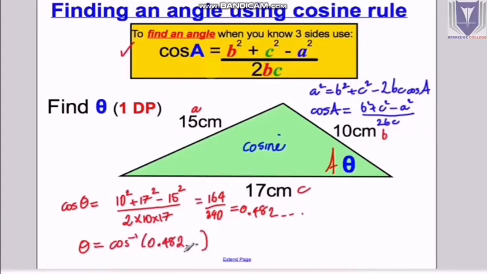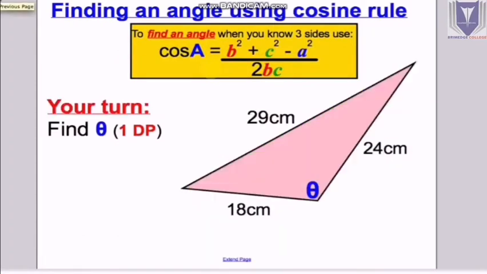On your calculator, there is arc. You just press it, then you press cos. And that should give us 61.2 degrees. So quite easily demonstrated. That's how I apply the cosine rule to get an unknown angle in a non-right angle triangle.